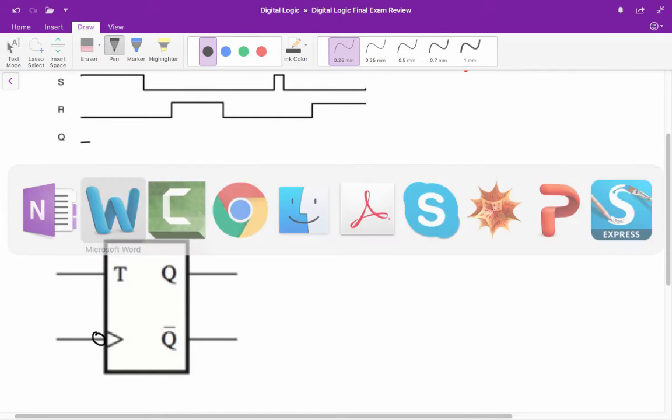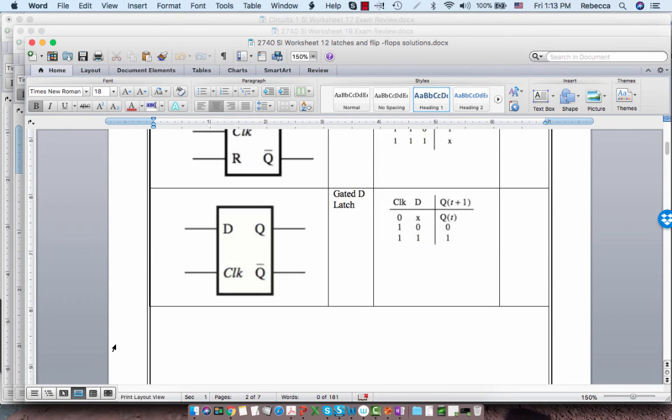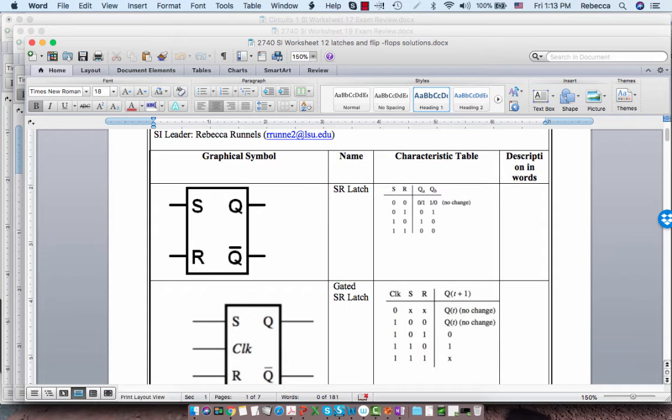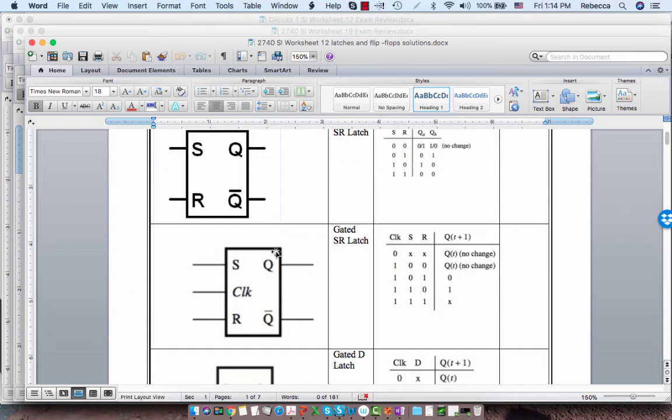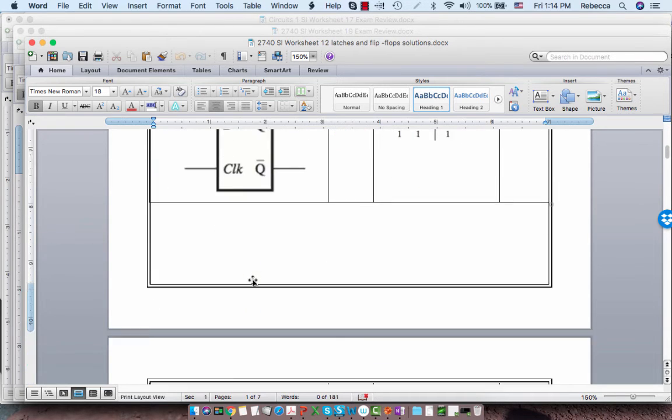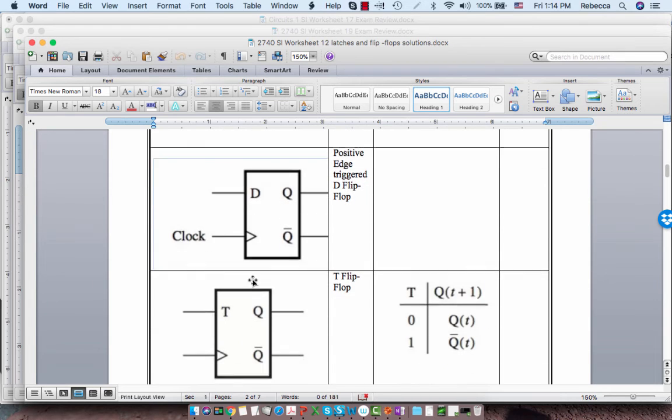Now let's look at our latches. A non-gated latch doesn't have anything, and a gated latch has a clock. So that's how you can tell the difference between a latch and a flip-flop.